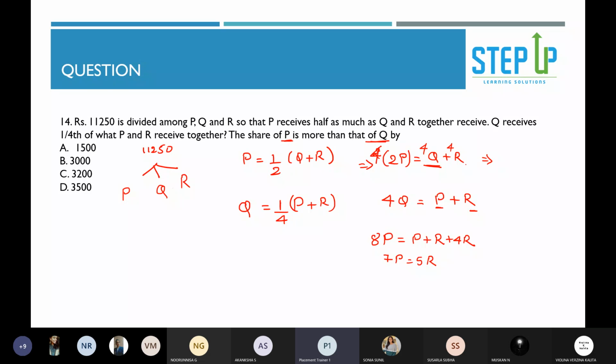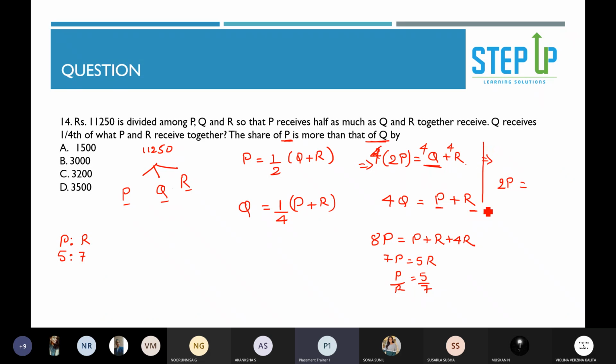So what is the P and R ratio you got? What is the P and R ratio you're getting? 7:5. So P is to R is 5:7. P will come here, and if R is in the denominator, 7 will go in the denominator. So as of now, we got P is to R is 5:7. But we need to know the PQR ratio to determine this. Now we need to eliminate one more thing.